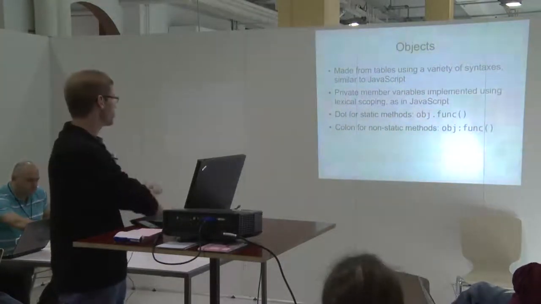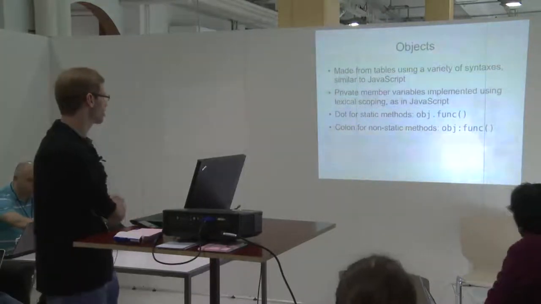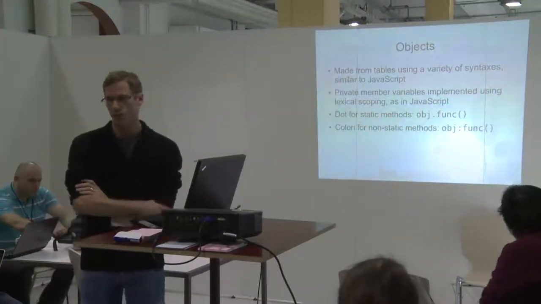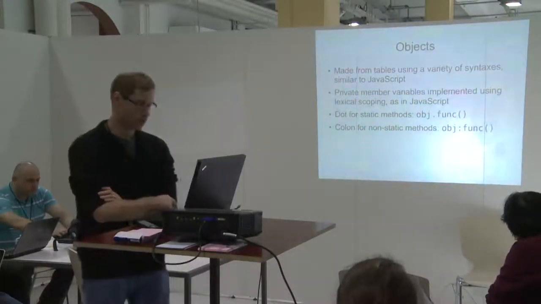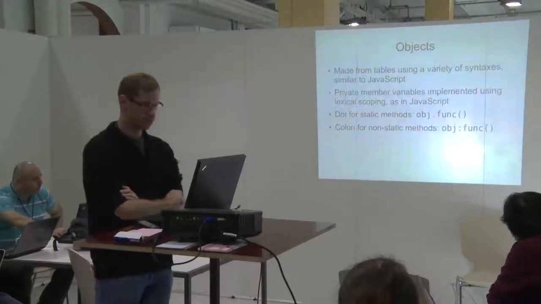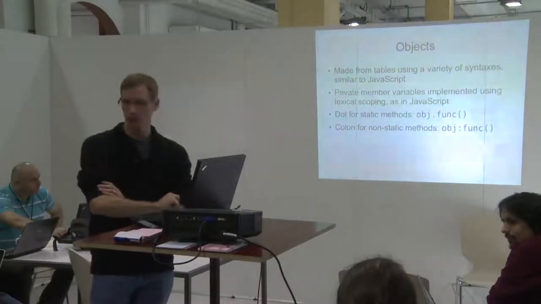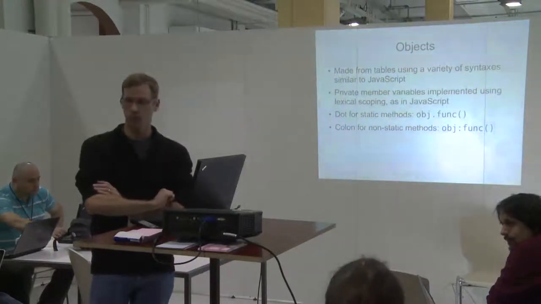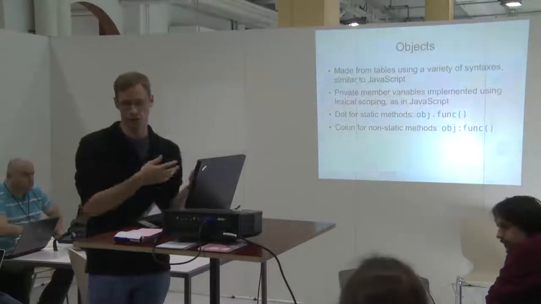To do object-oriented programming, it's a similar situation to JavaScript where there's a wide variety of syntaxes, ways to put a group of functions into a table indexed by the method name. You can implement private member variables in the same way as JavaScript by making them local variables of a function that returns a closure, which is the object.